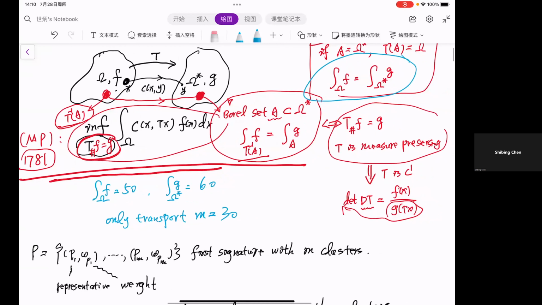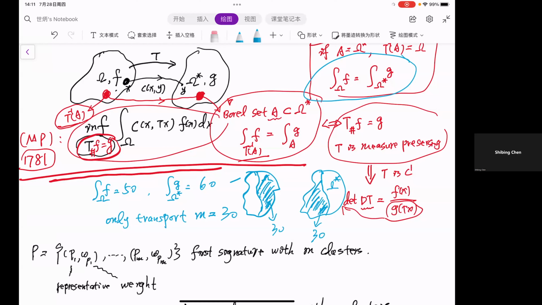For example, here is the source domain omega, and here is the target domain omega star. Heuristically, you will choose 30 mass, a portion of the domain, to participate in the transportation. And for the target domain, you will also choose a portion of the domain to participate in the transportation. The total mass in the shadow parts are both 30. And this is a very nice situation.